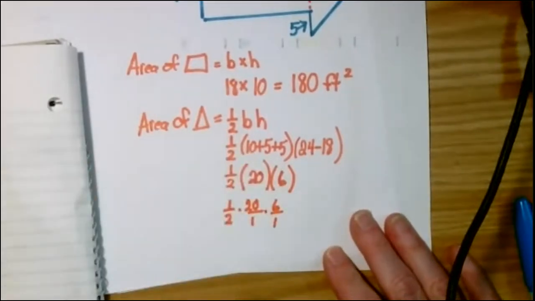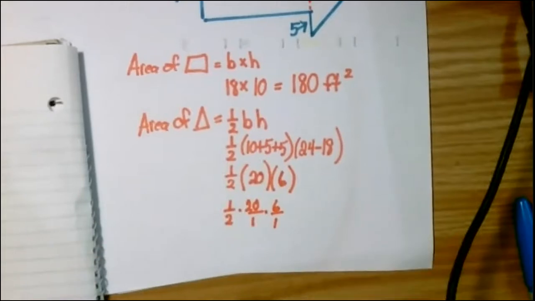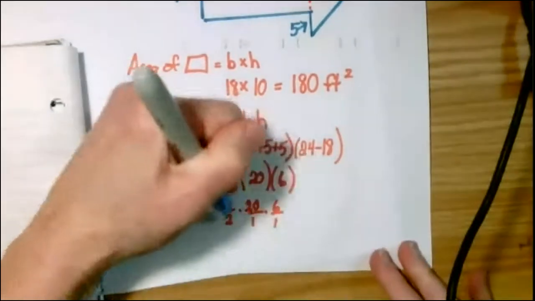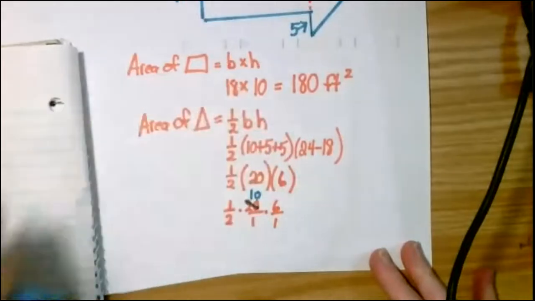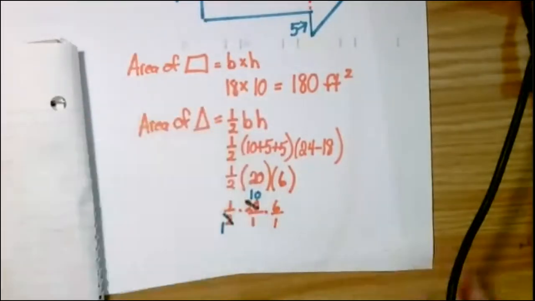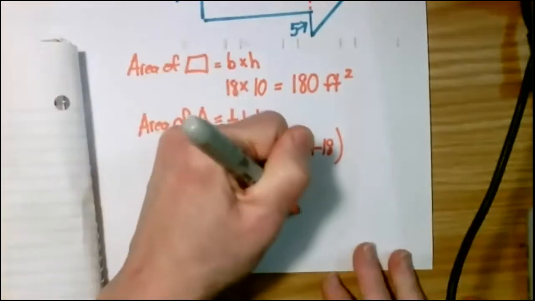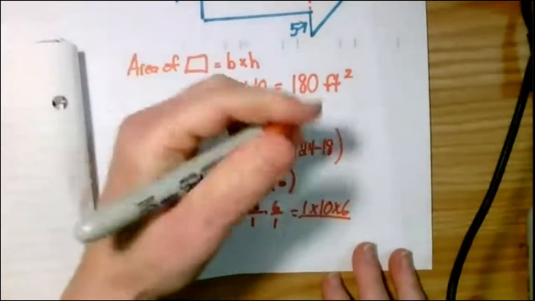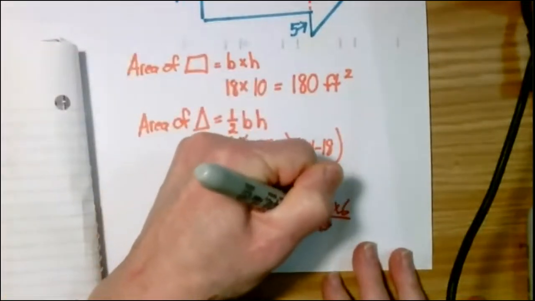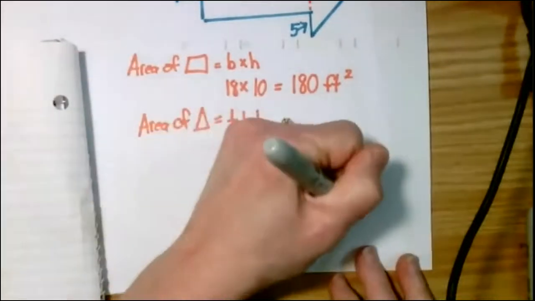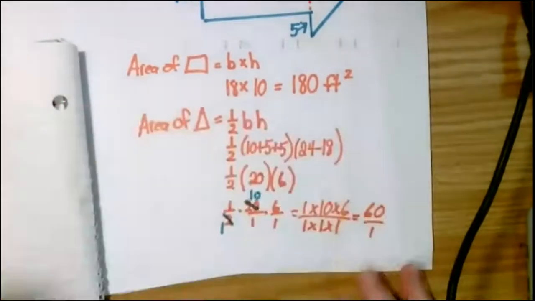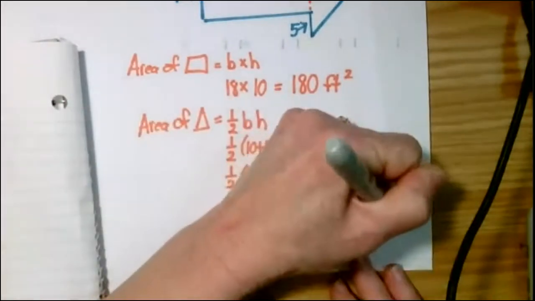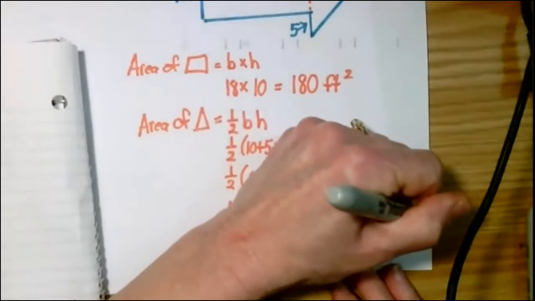Can we cancel anything? Yeah, there's a couple things we could cancel. I'm going to use a different color just to highlight that. 2 will go into 20 10 times. 2 will go into itself once. So I'm left with 1 times 10 times 6 on top, and 1 times 1 times 1 on the bottom. That gives me 60 over 1, which then is just 60 feet squared.